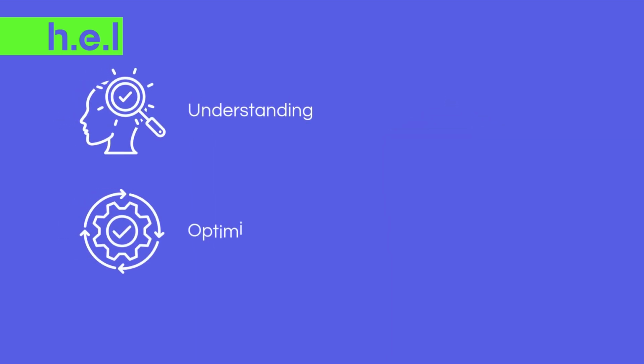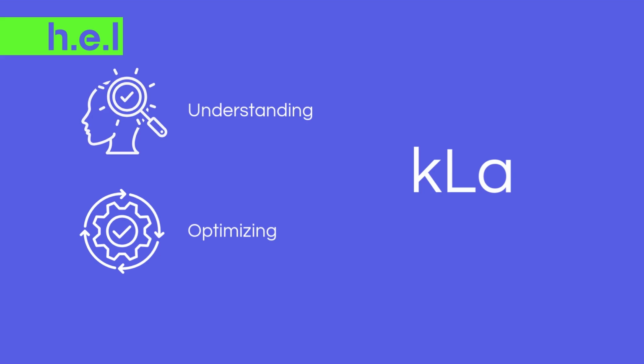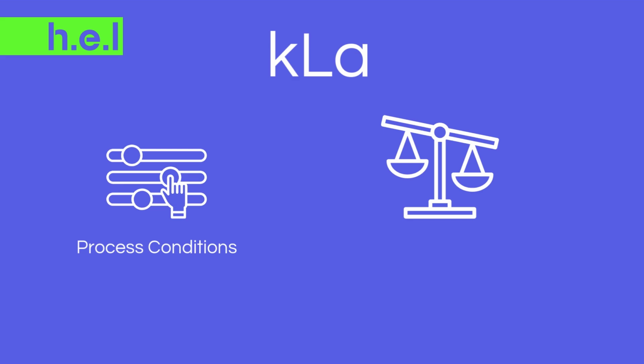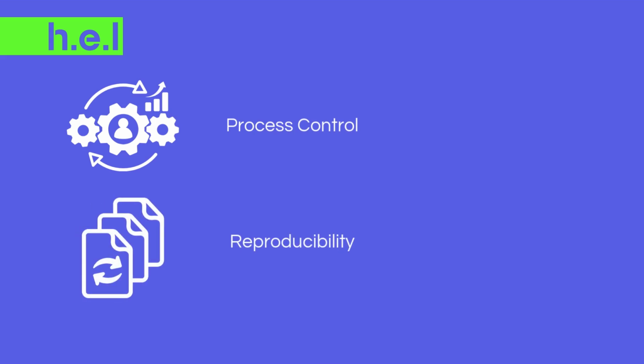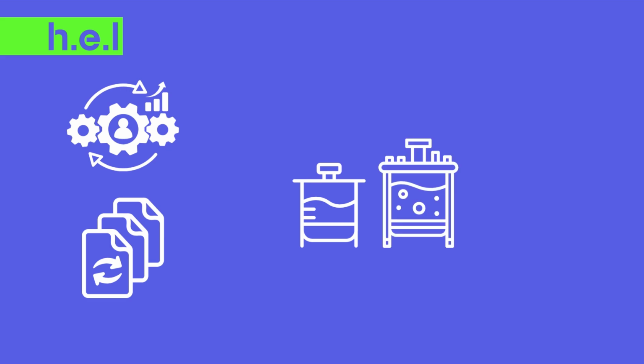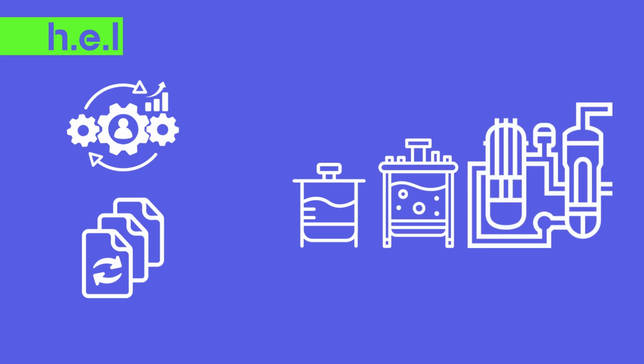As we can see, understanding and optimizing kLa is pivotal for a successful fermentation scale-up. By accurately determining kLa, operators can fine-tune process conditions, balancing factors like sparging, agitation, and pressure. This leads to improved process control and reproducibility, from lab-scale experiments to a whole planned industrial scale production.